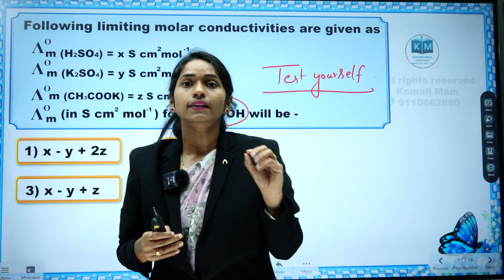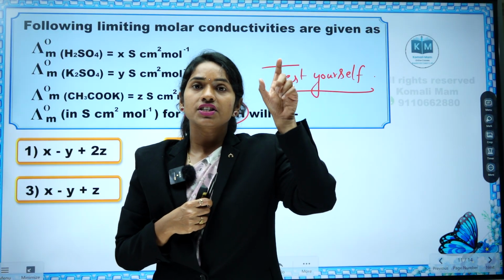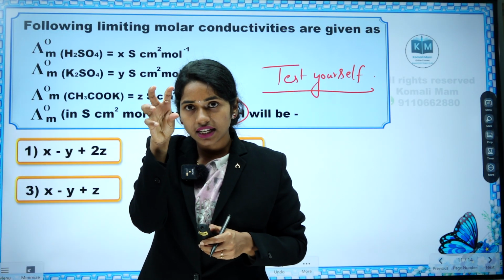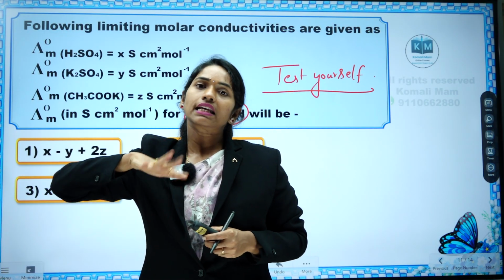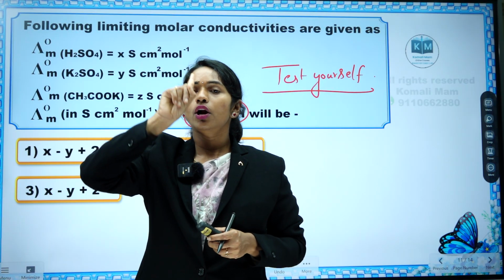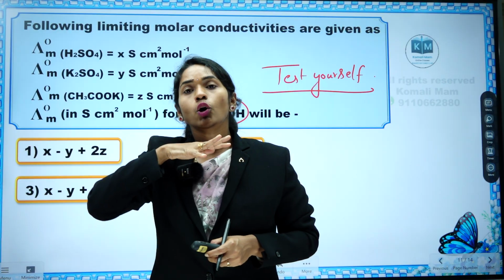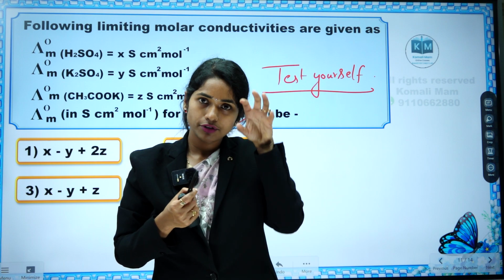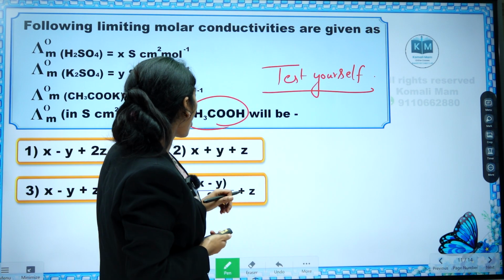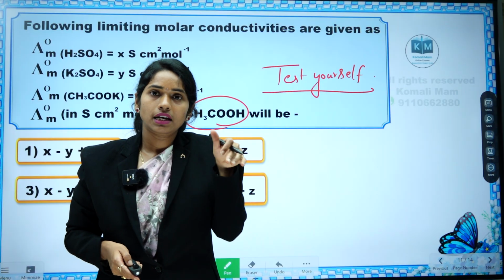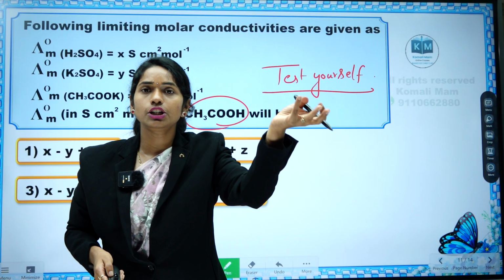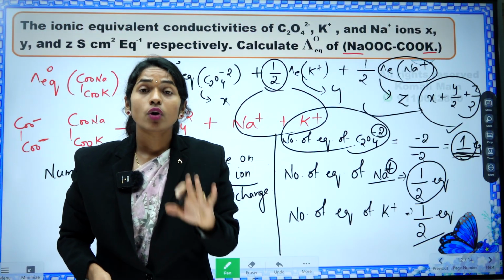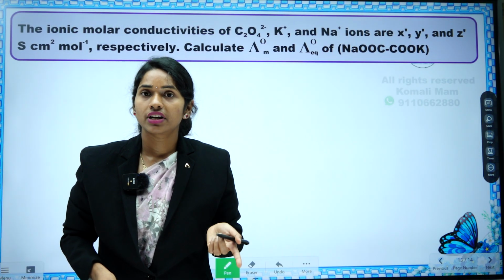So this is the typical numerical. What have I done? First I calculated the number of equivalents: the charge of that ion divided by the total charge on the cations or anions. For K plus, the positive charge 1 divided by the total cation positive charge 2, so 1 by 2. Each ion's equivalents you have to calculate, then multiply by the conductivity given in the question, say X. You have to do it this way only when two different cations or two different anions are present.